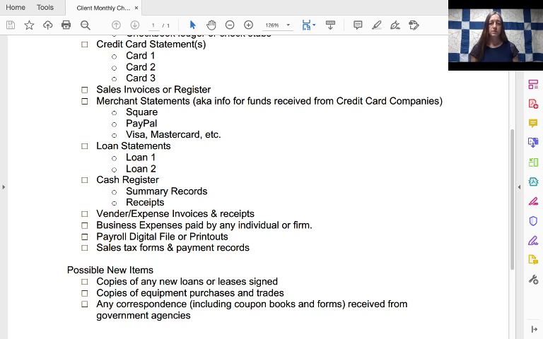All right, and then loan statements. So loan statements would be anything for a building that you own, a car that you own. And on your loan statement, it's going to have how much was principal and how much was interest. And sometimes you don't get an actual statement till the end of the year, but every month you should have maybe at least a bill that has that detailed information of how much was principal and how much was interest.